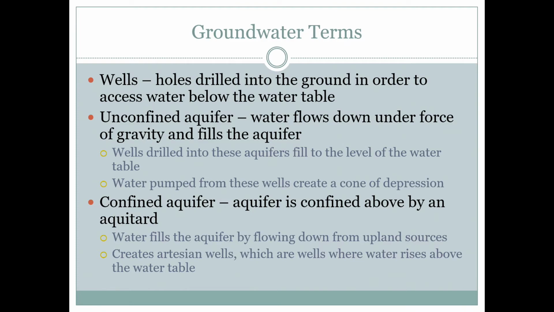A confined aquifer, the aquifer is confined above and below by an aquitard or an aquiclude. So the water fills the aquifer by flowing down into the aquifer from upland sources. This can create what are called artesian wells, which are wells where the water rises above the water table because of the extreme pressure. So you're like, what in the world is he talking about?